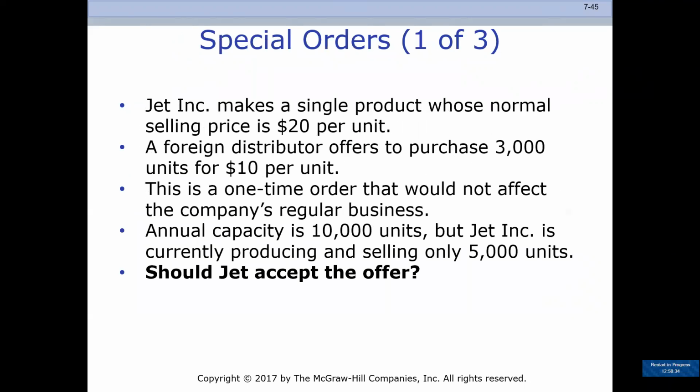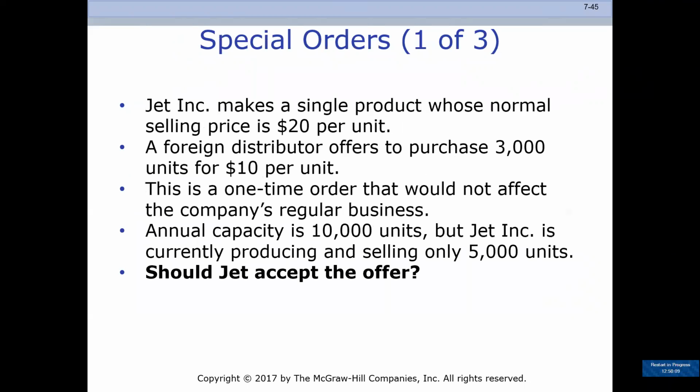Here's an example. Jet Inc. makes a single product whose normal selling price is $20 per unit. A foreign distributor offers to purchase 3,000 units for $10 per unit. That doesn't sound like a good deal. They get $20 from everyone else. This foreigner wants to give you $10. This is a one-time order that would not affect the company's regular business.